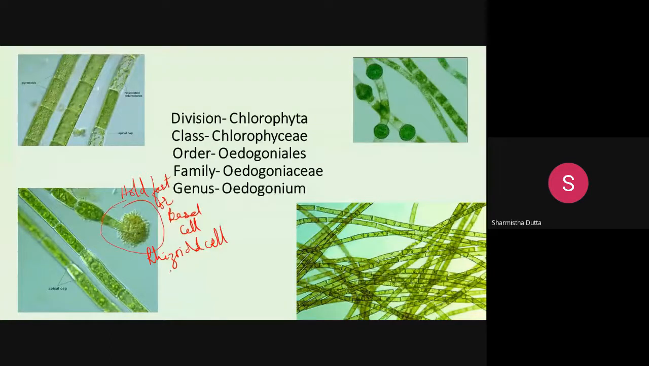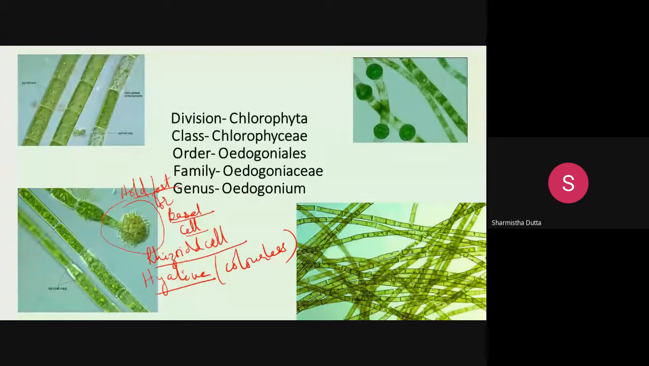Now, what is a rhizoid? It helps in anchorage. In lower forms, instead of roots, they will have rhizoids. Now, this is a very delicate plant where the thallus shows cylindrical cells, except the basal cell, which is called the holdfast basal cell, or the rhizoidal cell. Now, this is hyaline in nature. What is hyaline? It is colorless. Yes, very good.